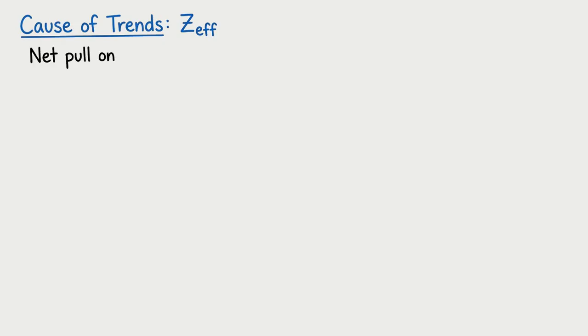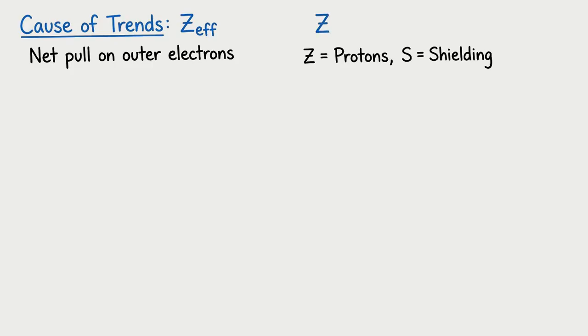Now, let's talk about what actually causes the trends we see. The key idea is effective nuclear charge, or Z_eff. This is the net pull that the nucleus exerts on the outermost electrons. It's calculated as the number of protons, Z, minus the shielding effect, S, from inner electrons. So, Z_eff equals Z minus S.